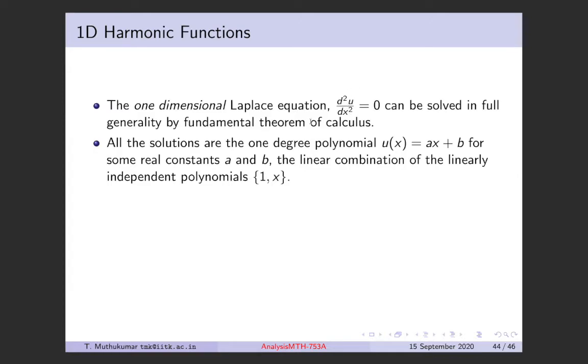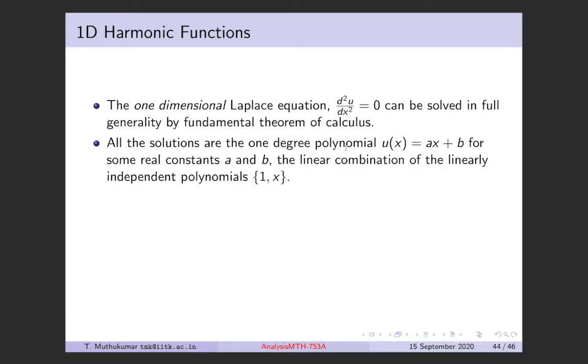If you start with this equation, you just differentiate it twice using the fundamental theorem of calculus, and you get this equation. If you are given a function of this form, you differentiate it twice, you are going to get this equation. So basically, all the harmonic functions are given as the linear combination of the linearly independent polynomials 1 and x, that is, the constant polynomial and the degree 1 polynomial. The linear combination of that is precisely all the harmonic functions in one dimension. So one can classify all the harmonic functions in one dimension.